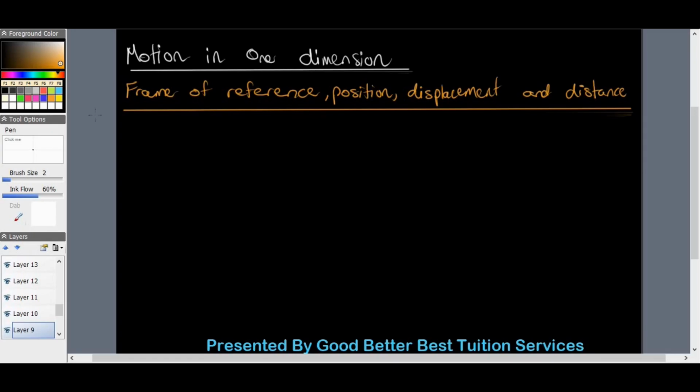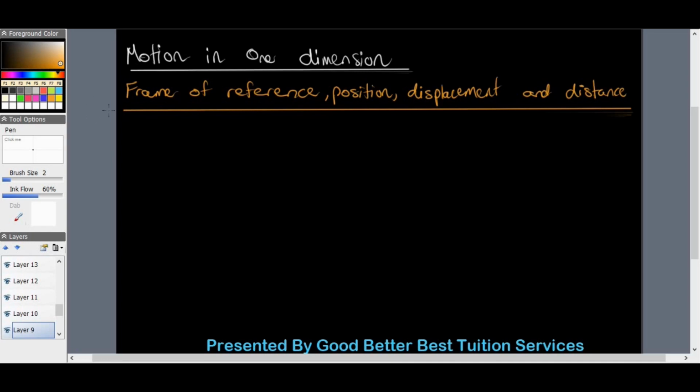Good evening, grade 10s, and welcome to our session today on motion in one dimension. This is a unit on its own that consists of multiple subtopics. We're first going to have a look at frame of reference, position, displacement, as well as distance.